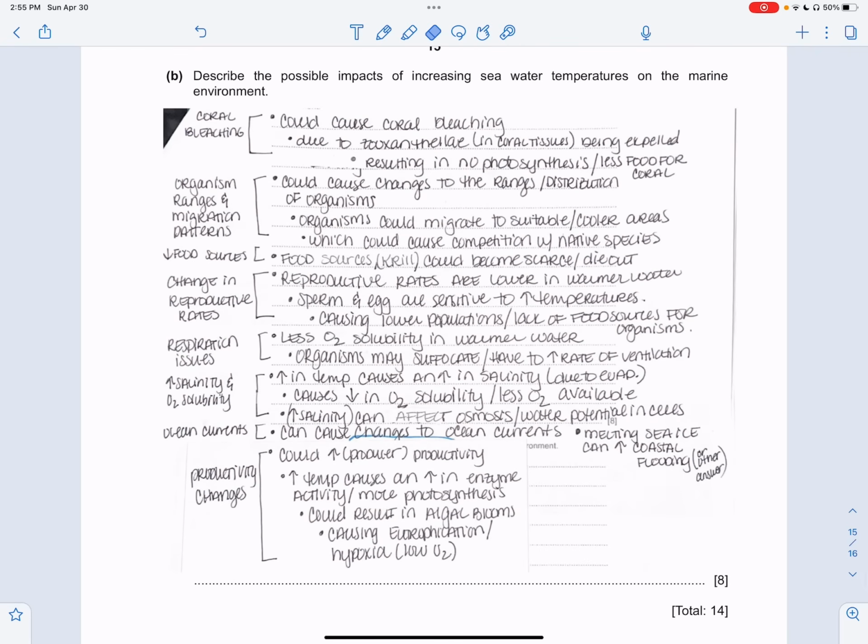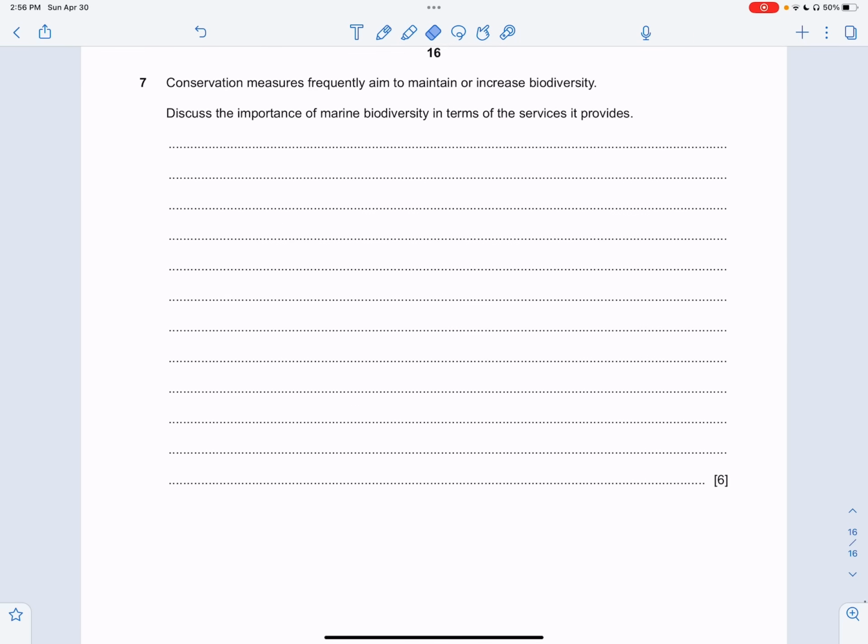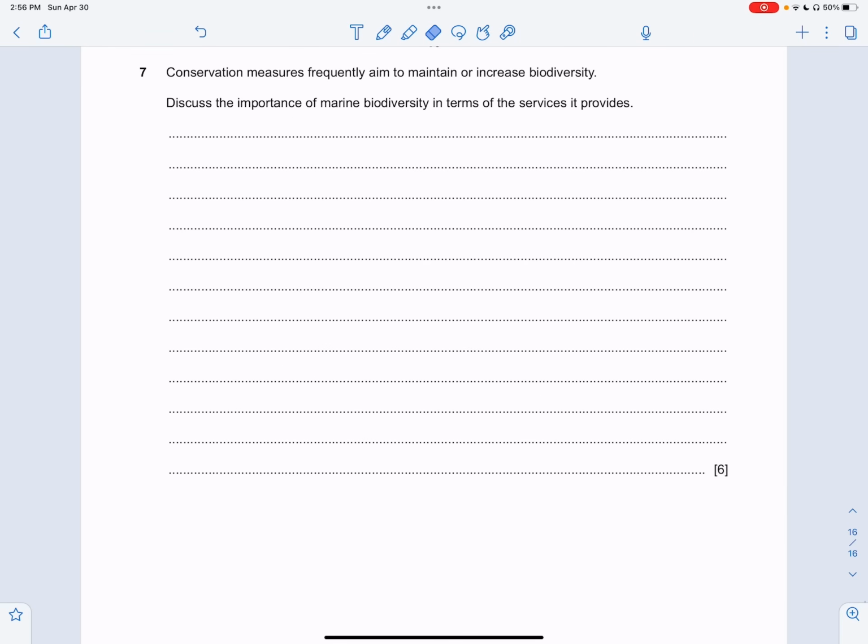It is a massive answer, but like I said in the other video, it is worth going over because they are very easy marks for increasing seawater temperatures on the marine environment. And the last one is about conservation can increase biodiversity. Discuss the importance of marine biodiversity in terms of the service it provides, which is an extremely A-level type question.